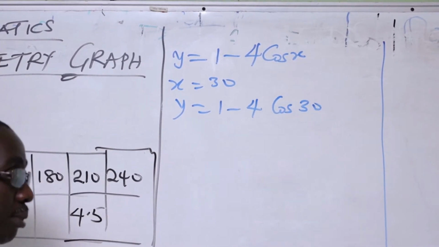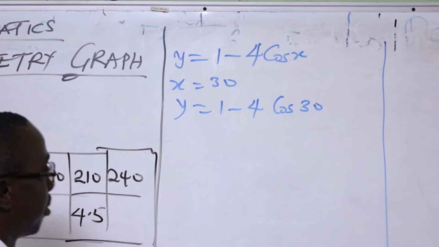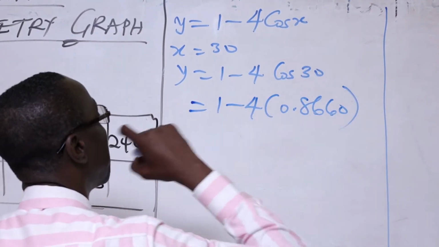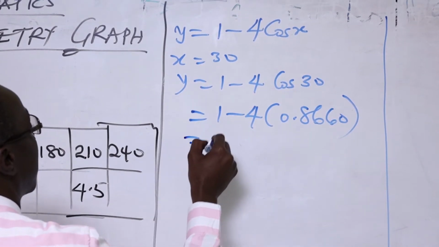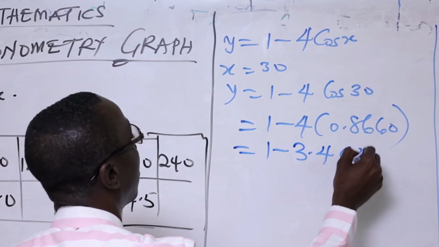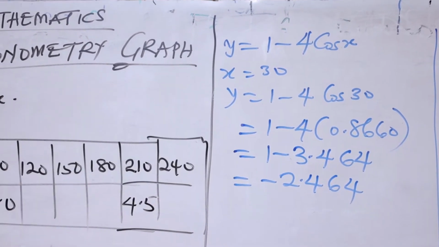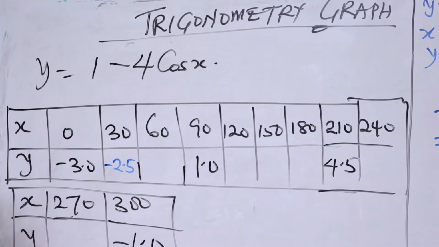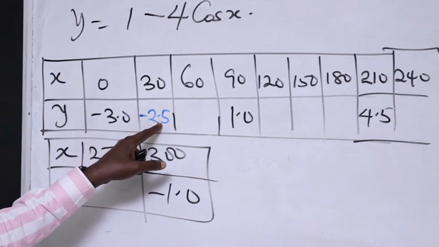Cos 30 is the same thing as 0.8660. Is it? So 1 minus 4 into 0.8660. And what is that? 1 minus 3.464. And that will be minus what? This should be to 1 decimal place is what you are recording on your table, so it should be minus 2.5.